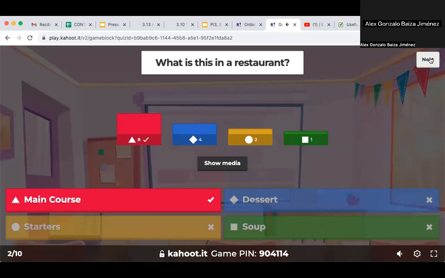Okay, it's a main course. Main course. Why? It's like filet mignon.